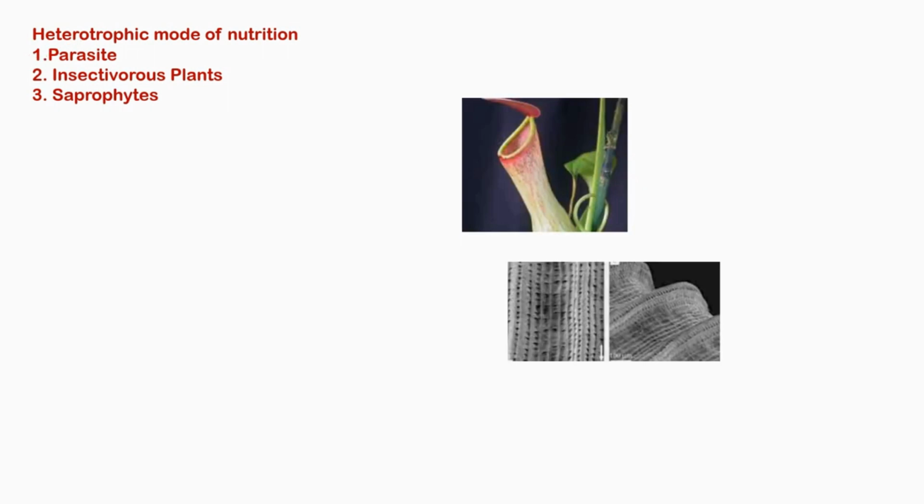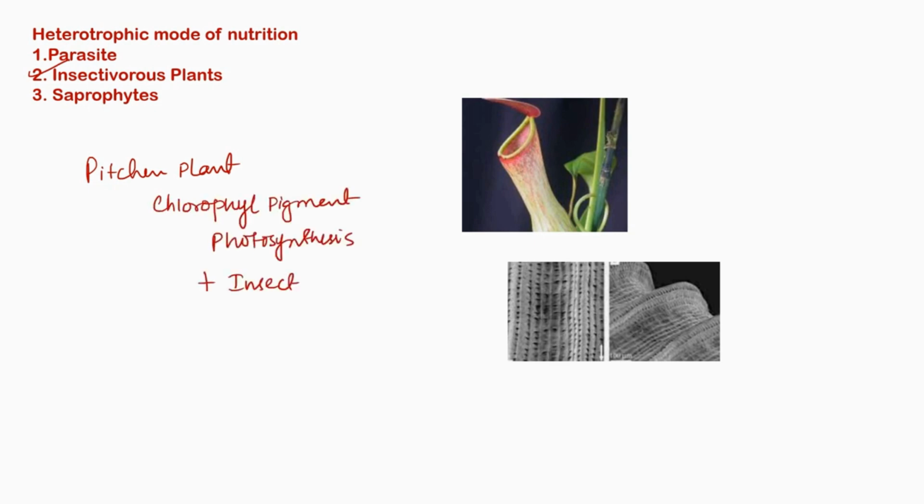Now the second is insectivorous plants. Here we are taking the example of pitcher plant. Now pitcher plant is following two types of mode of nutrition, that is, they have chlorophyll pigment also. So they will do photosynthesis also. Plus they will trap some insects inside their plant and they will absorb the nutrition from the insect body. So that's why pitcher plants are also termed as partially heterotrophs, because they are performing photosynthesis. But the remaining nutrients they are taking from the insect body.